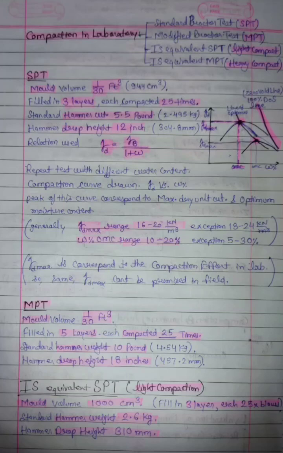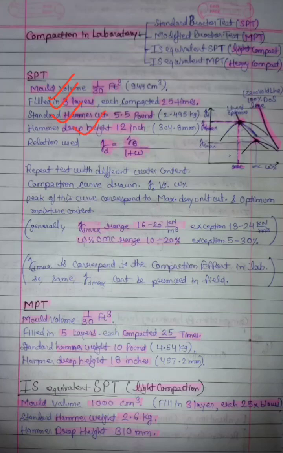So first is SPT. In this, mold volume is 1/30 cubic feet, that is 944 centimeter cube. In this mold, the soil is filled in 3 layers. Each layer is compacted 25 times. The standard hammer weight is 5.5 pound, that is 2.495 kg. The hammer is dropped from a height of 12 inches, that is 304.8 mm.